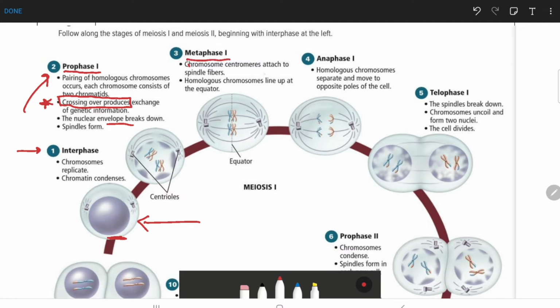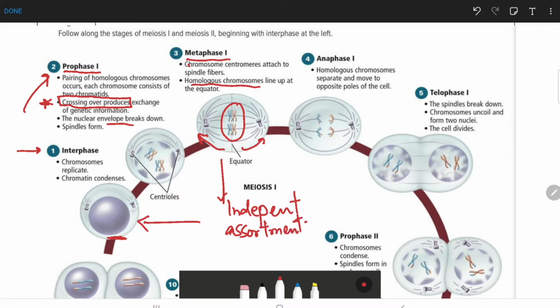Metaphase 1: the chromosome centromeres attach to the spindle fibers, but remember that these are not normal chromosomes. These are pairs of chromosomes known as homologous chromosomes. In metaphase of mitosis, you see on the equator only one chromosome per spindle, but over here there are two chromosomes per spindle. Because of that, we don't know which one will go to this pole or which one will go to the other pole. So that's why we say that it follows independent assortment. Assortment means how they will be classified.